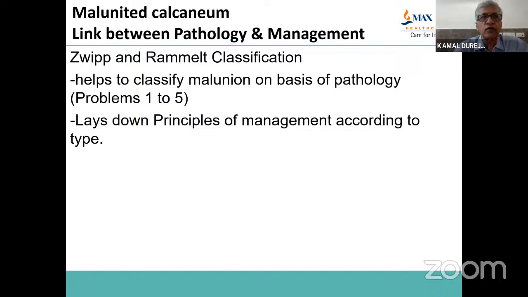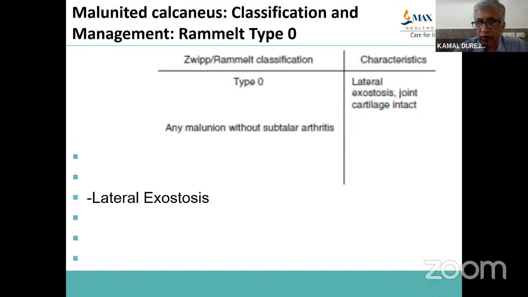Earlier, we used to follow the Stephen and Sanders classification, but now we follow the Zwipp and Remmel classification, for the reason that it takes into consideration all the problems. It has also given us guidance, or the principles of management, according to the type of Remmel classification. So how are these?